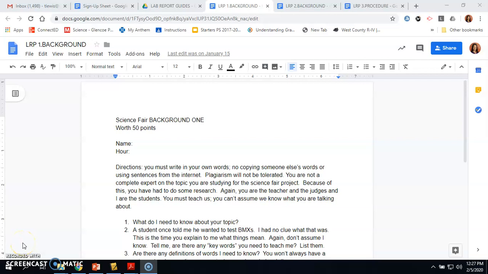Okay, so we have been doing little steps all along with science fair, and now we are on background 1. There are 2 different backgrounds you're going to do. This is the first one, and it's very simple. You just have to go in and answer the question. So let's take a look at the directions.